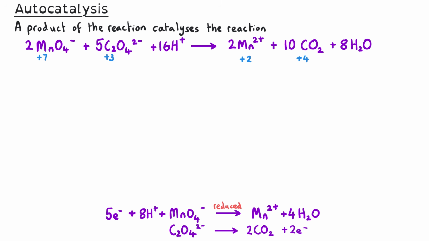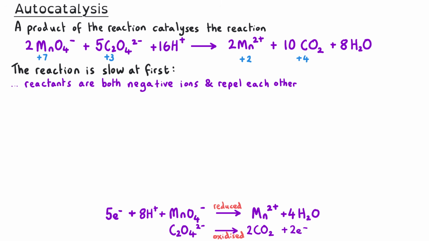And the carbon in the reactants is +3 and in the products it's +4, suggesting that each of those carbon atoms has donated 1 electron to the manganese. This reaction is very slow at first because the manganate ion and the ethane dioate ion are both negatively charged, and so they repel each other, and this means that the activation energy is very high.